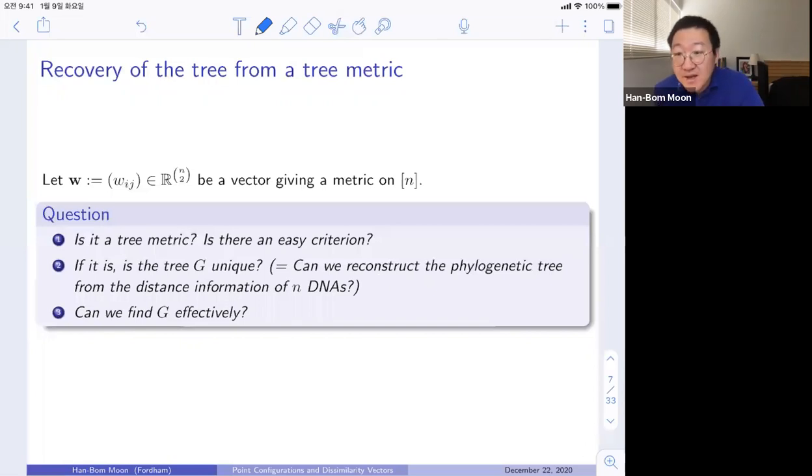Furthermore, we can ask some more practical questions like, if we can find a unique tree, can we find the tree G effectively? This is another question.